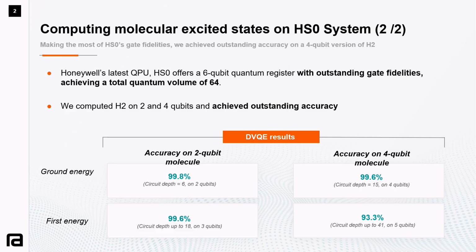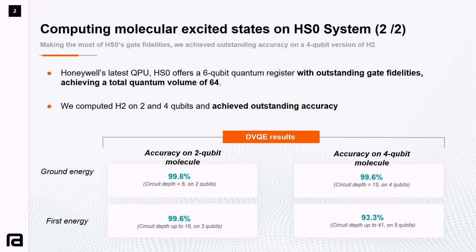What we wanted to do with Honeywell was to really push this method to its limit. The main benefit of Honeywell's HS0 system for us was the outstanding gate fidelities. In addition, because of the full connectivity, we were able to improve our quantum circuits in order to make them more efficient. We ran 2 experiments on 2-qubit and 4-qubit molecules, and I've presented on this slide the results. As you can see, we've reached outstanding accuracies on all of the results we've obtained. On the left, you have the 2-qubit molecule. On the right, you have the 4-qubit molecule.